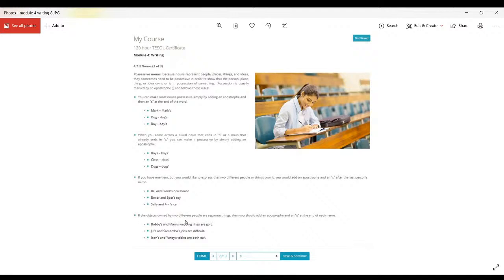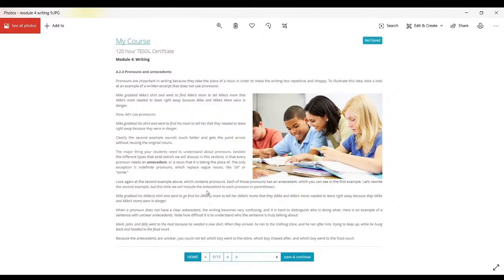If the objects owned by two different people and are separate things, then you should add an apostrophe and an S at the end of each name. So Bobby's and Mary's wedding rings are gold. Jill's and Samantha's jobs are difficult. Jean's and Yancy's tables are both oak. Continue.